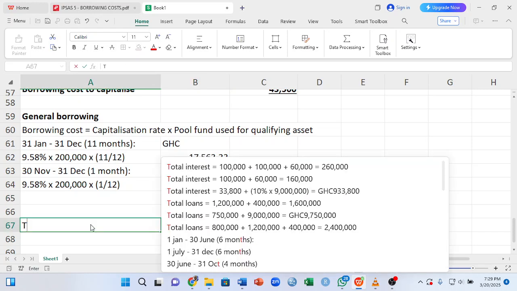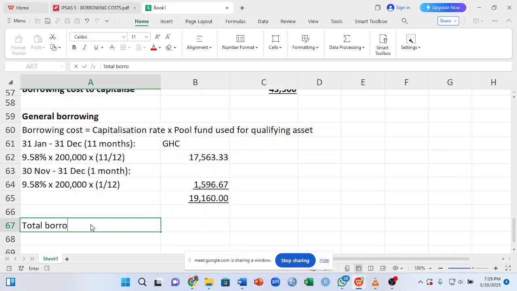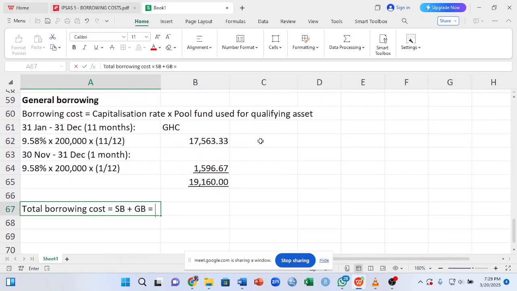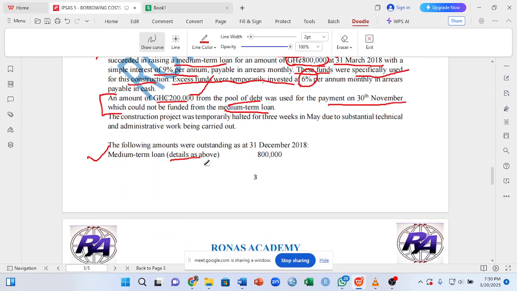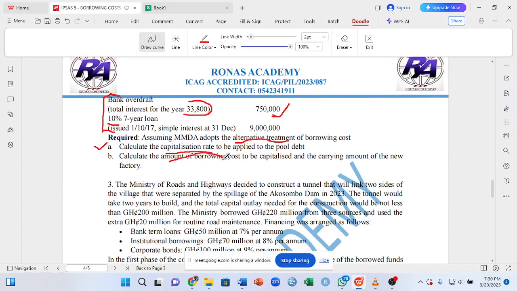When you're done, you now start to look for the total borrowing cost. What will be the total borrowing cost? It will be the specific borrowing cost plus the general borrowing cost. So that will be the 43,500 that we have for the first one, then we add the 19,150. That will give us 52,650. So this will be the total borrowing cost to capitalize. So that was the question.